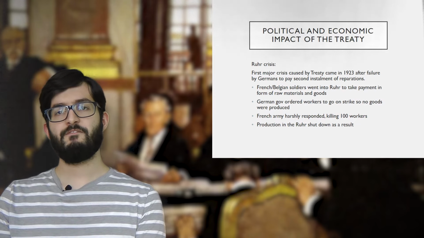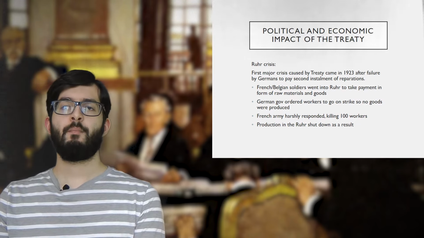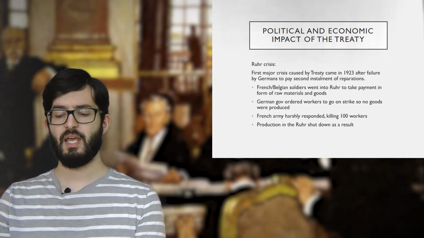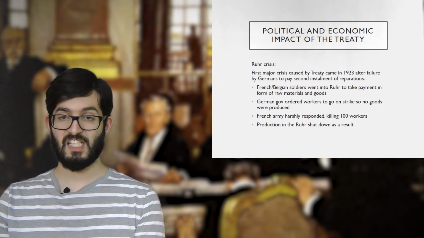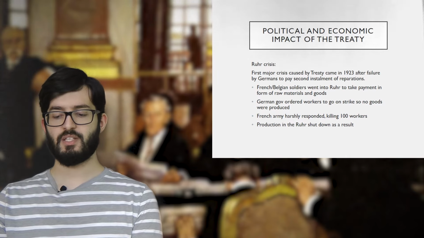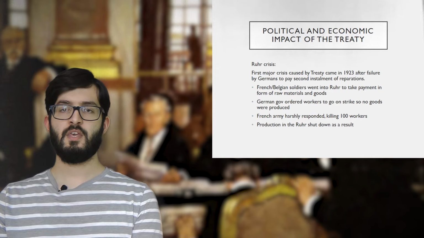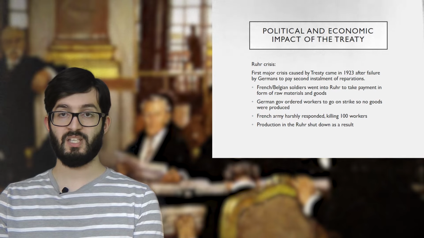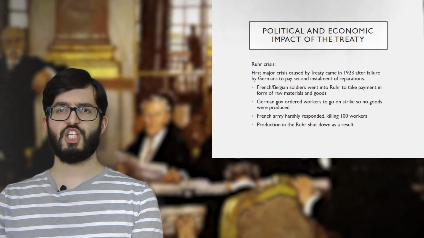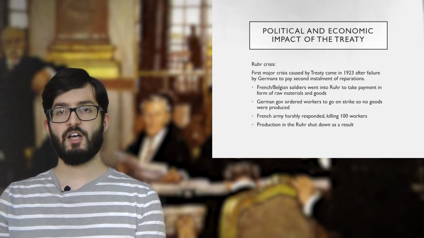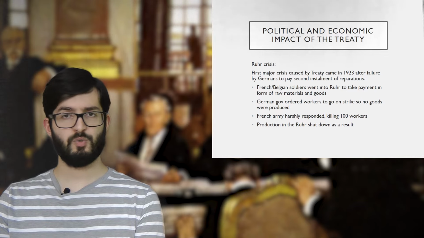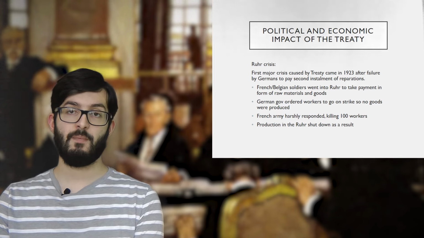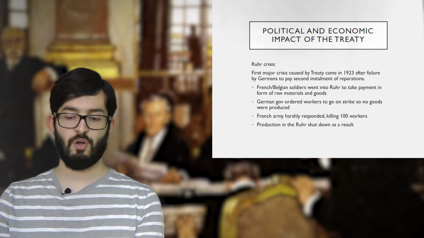You then, of course, get the first major political crisis, or broader crisis, which takes place as a result of the Treaty of Versailles, arguably, and that is the Ruhr Crisis of 1923. This first major crisis comes about after the failure by the Germans to pay the second installment of reparations in 1922. So reparations are initially agreed in 1921. The Germans pay their first payment of, I think, £50 million without any issues. But then a year later, they try to argue they cannot actually pay and try to negotiate some kind of relaxation of terms.